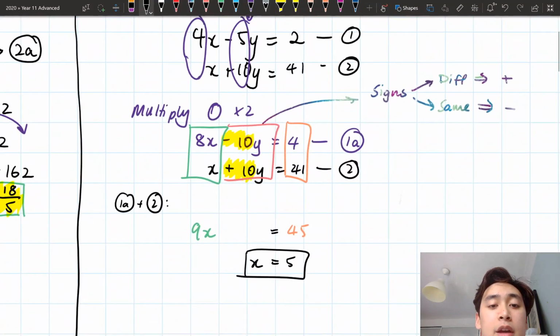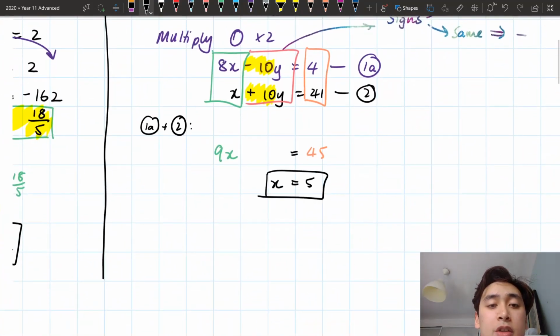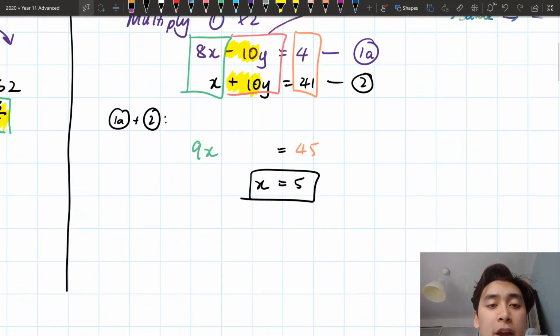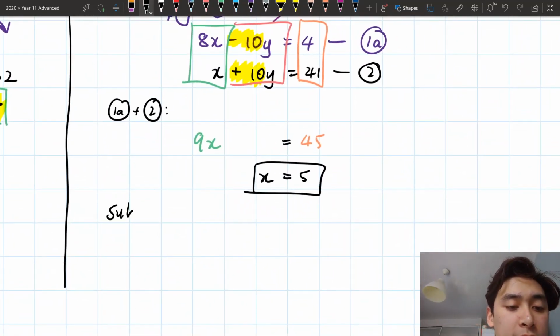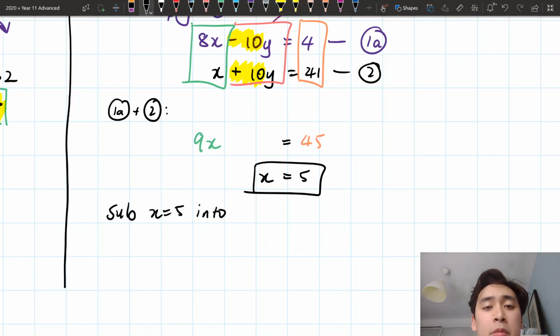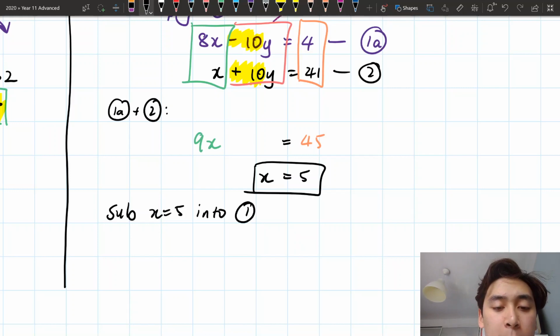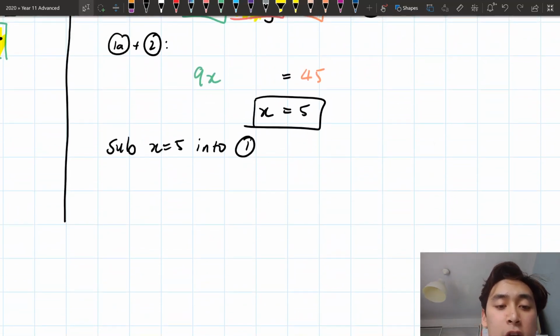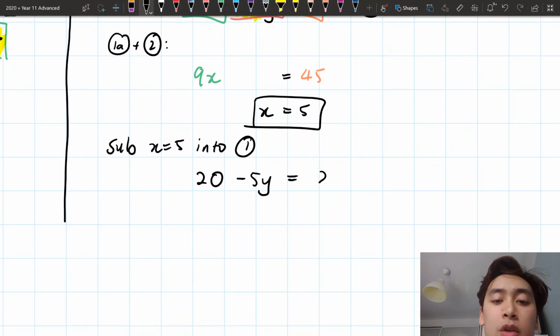Okay, now that we've done that, I'm going to solve for y. And so what I do is I substitute my x value into one of my equations. So here, let's sub x is equal to 5 into, you can pick any one, I'm going to do it into equation number 1. So equation number 1 was 4x minus 5y is equal to 2. So 4x just becomes 4 times 5, which is 20, minus 5y is equal to 2.